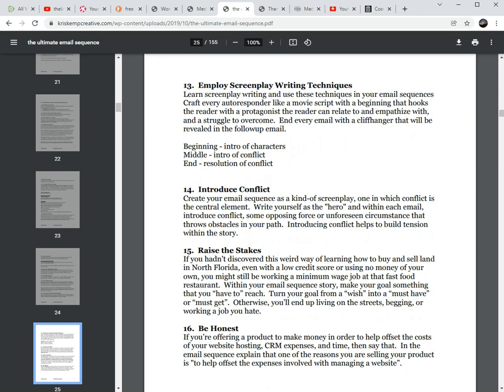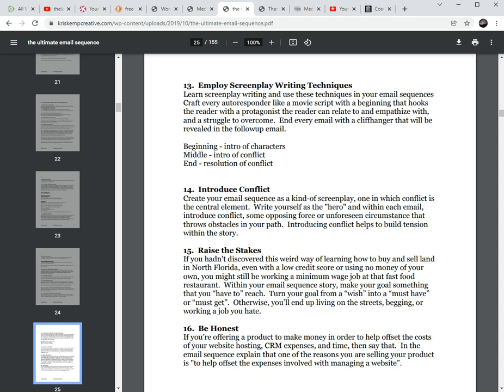Number 14, introduce conflict. You could create your email sequence as a kind of screenplay, one in which conflict is a central element. You could write yourself or whoever you're writing about as a hero with an email. Introduce conflict, some opposing force or unforeseen circumstance that throws obstacles in the path. Introducing conflict helps to build tension within the story.